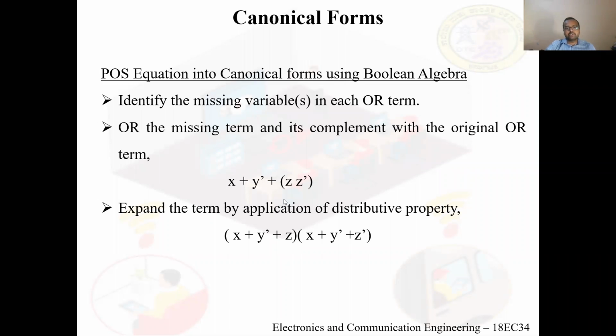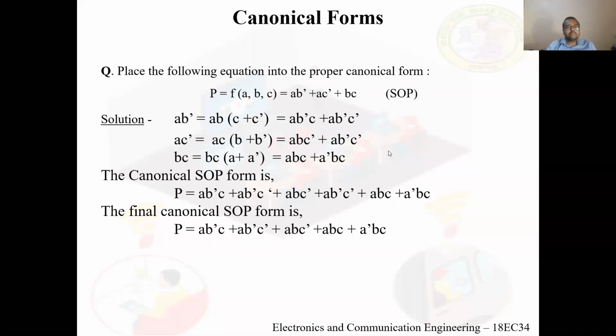Now we'll see a couple of examples so that you better understand how to convert into the proper canonical SOP and POS form. See this example. Place the following equation into the proper canonical form. P is equal to function of A, B, C is equal to AB bar or AC bar or BC. Now just by looking at the equation, we know that it is a sum of product terms. AB bar is a product term, AC bar is a product term, and BC is a product term, and we have a plus symbol, right? So it is a sum of product form, right?